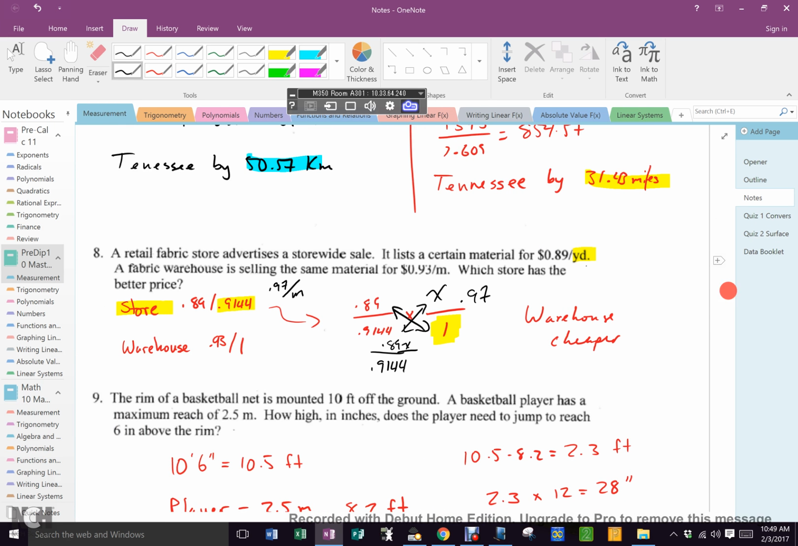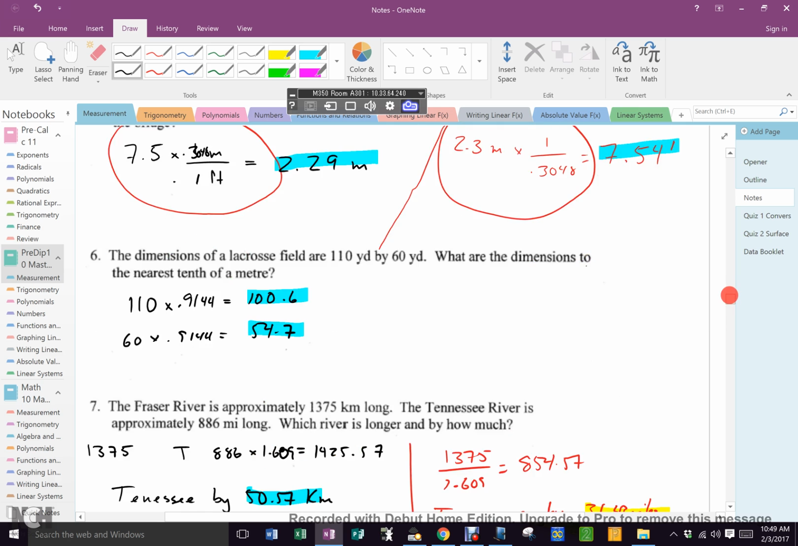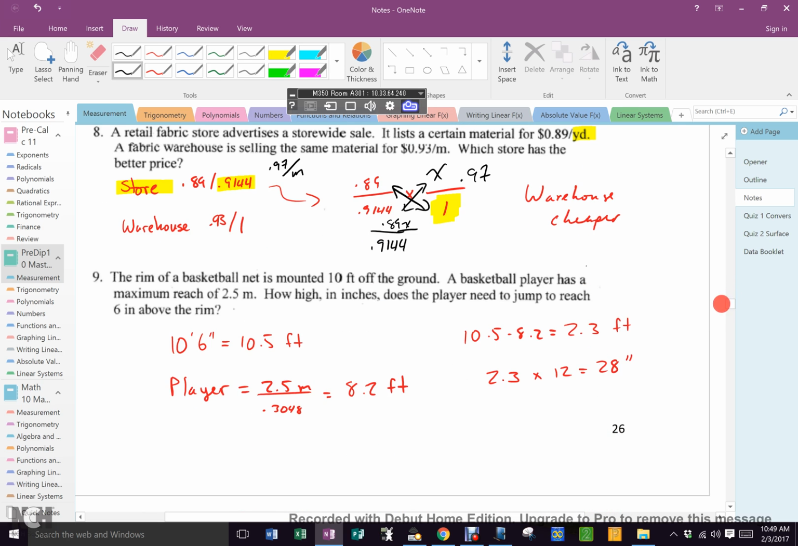And the basketball net, how high did he have to jump? 28-ish inches, which is a pretty decent vertical.